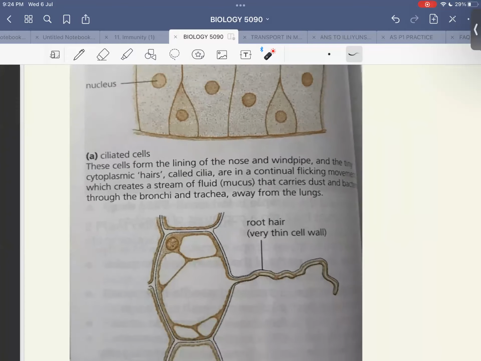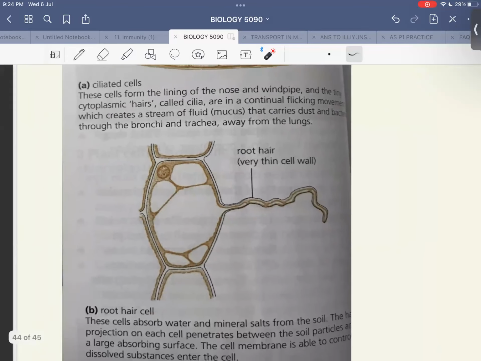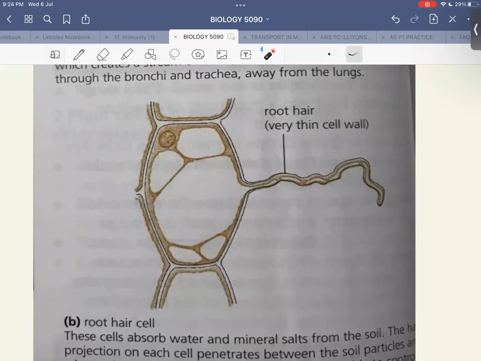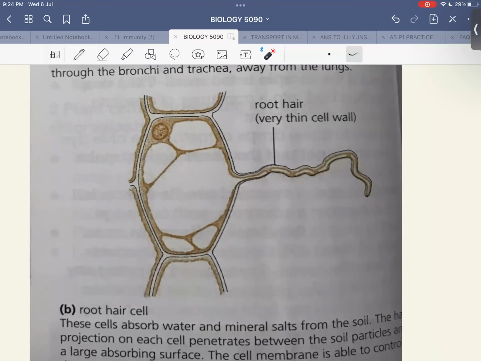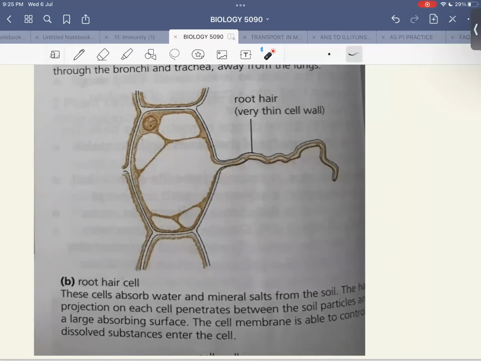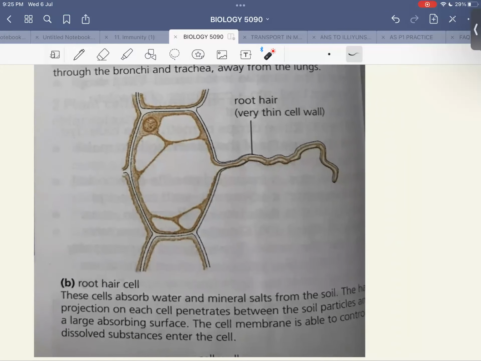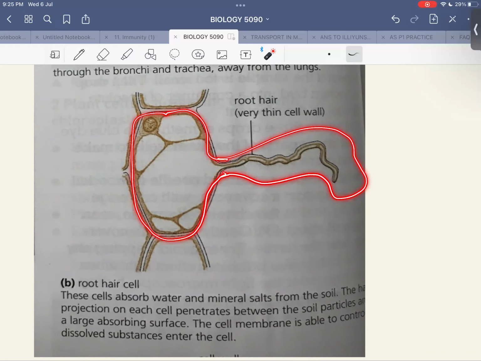Another example is that of a root hair cell. A root hair cell is also a specialized cell that is found within the roots, below the level of the soil, deep down inside the soil. As the name indicates, its job is to absorb water from the soil. Since it has to absorb water and mineral salts from the soil, it needs to have these projections. You can see this is a projection and this is the cell.